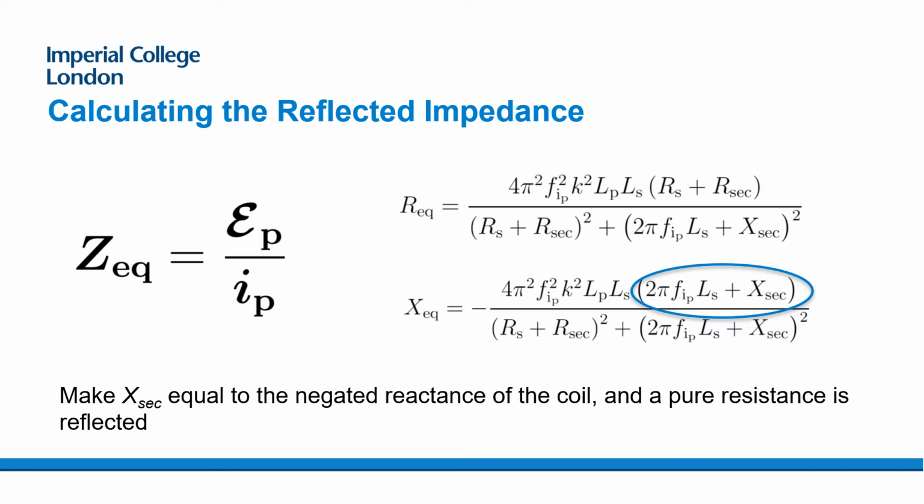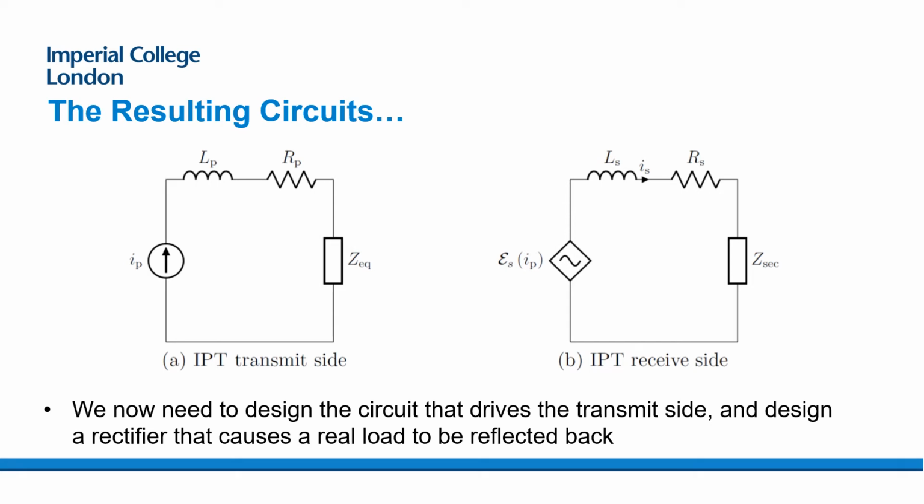So highlighted in blue there, I need to make sure that part of the expression is equal to 0, which I can do by setting X sec. So in the resulting circuit, if I look at this as a reflected impedance, I've now got a transmit side with a reflected impedance that is a function of what is happening on the receive side. And that's very good because I'm now abstracted to a point where I can look at driving a coil on the primary with a series impedance with that coil, and that is now a circuit that I have to design a drive circuit for.